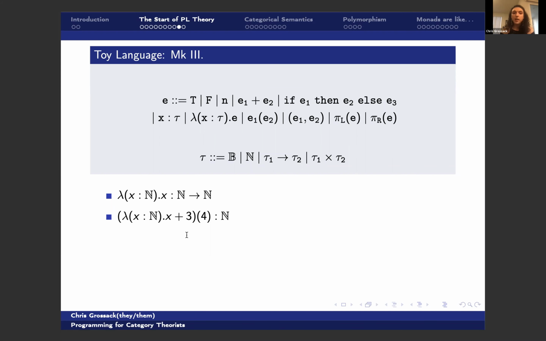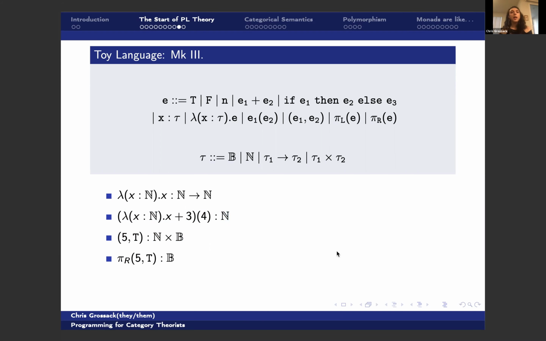We can also apply two things. So if I have some lambda term, namely lambda x goes to x plus 3, and I have some input 4, then this will evaluate to 7, and that's a natural. And so similarly, this pair 5, true has type naturals times Boolean. And I can project out the right thing, and that will give me true of type Boolean.